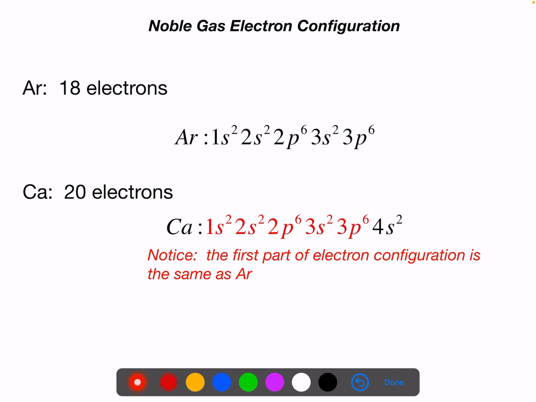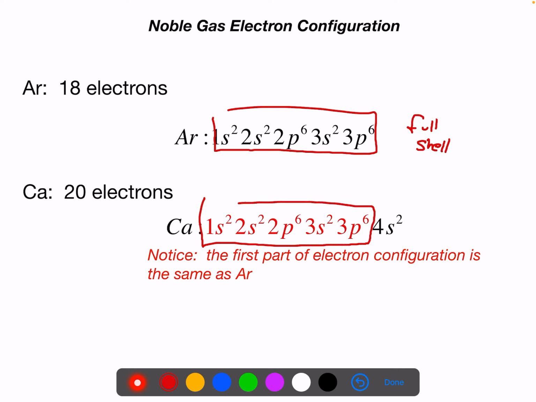One of the things to note is argon is a noble gas. So this electron configuration represents a full shell of electrons. We've filled up the whole periodic table to the end of that third row. Calcium has 20 electrons, so it has 2 more electrons than argon. And so we see the 1s2, 2s2, 2p6, 3s2, 3p6 is exactly the same as argon. So this part of the electron configuration is exactly the same as argon, and the only thing that comes next are the valence electrons. So here's the valence, the 4s2.